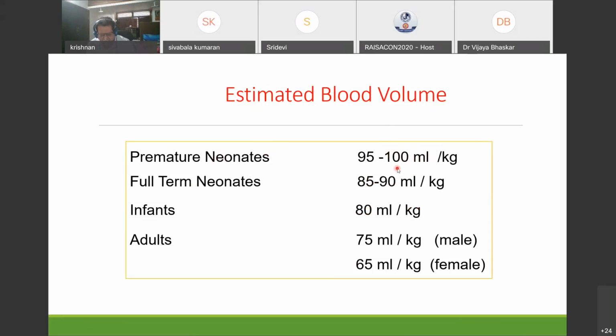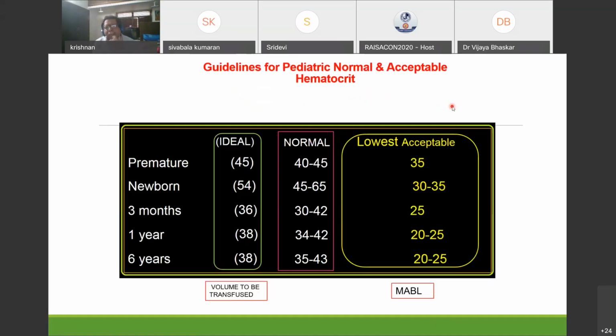Roughly speaking, if you have a blood loss of more than 10% of the estimated blood volume, you will have to transfuse blood. That is just a rough idea of how to give blood transfusion, but as an anesthesia postgraduate, don't do that. You know how to calculate the blood volume. Now learn how to calculate the loss, the allowable loss, and how to give blood transfusion.